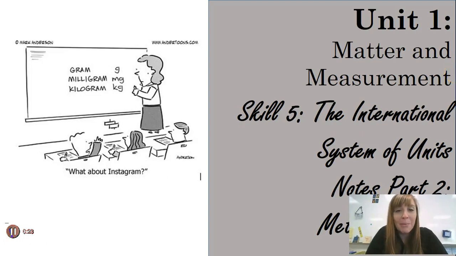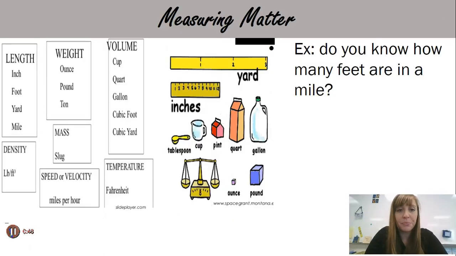Hey y'all, this is Academic Chemistry, Unit 1, Matter and Measurement, and we are continuing Skill 5, which is the International System of Units. This is Section 2 of the notes, and we're going to introduce prefixes. Last class was the cut and paste notes that you did without a video, where you just explored what each unit was and what it measures, and now we're going to talk about how to manipulate those measurements.